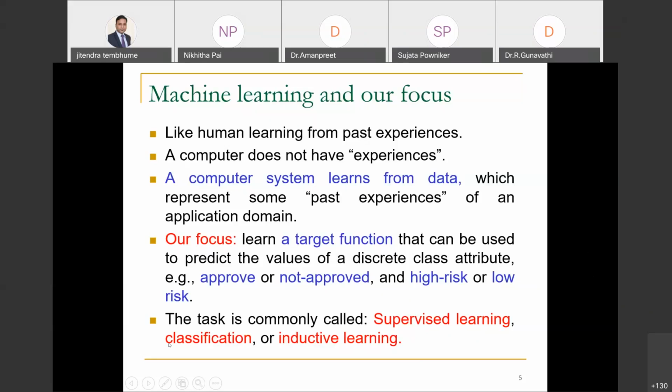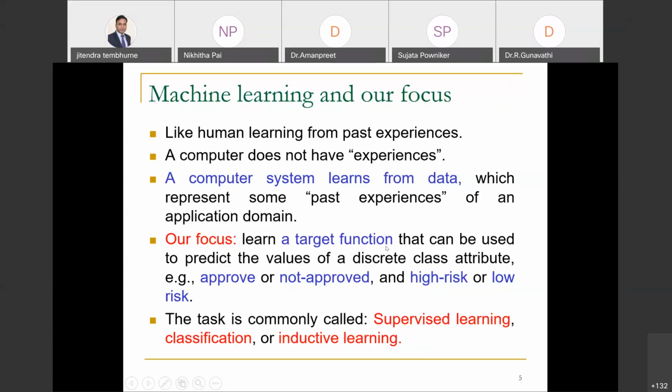Right. So now in this case, it can be approved or not approved, or in the case of a patient who has to be admitted in ICU, high risk or low risk. So these are the classes. The classes are already known to us, and we just have to categorize, when a new sample or new data comes, whether it belongs to this class or that class. This particular task which we are supposed to do is commonly called supervised learning. We are supervising that entire task, which is also called classification learning.